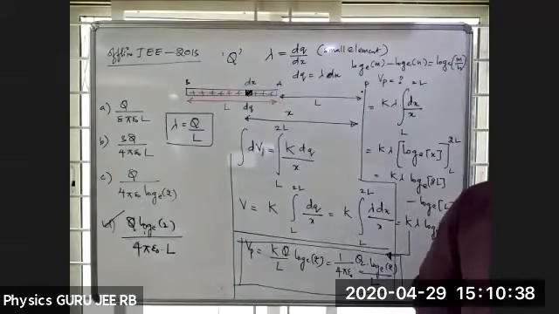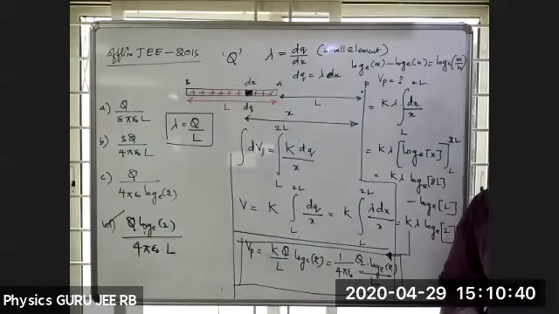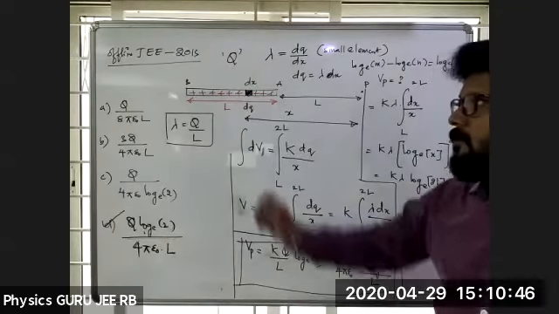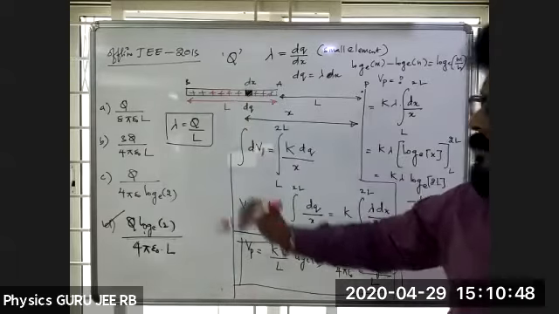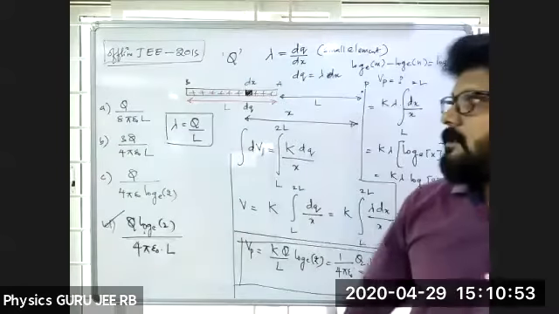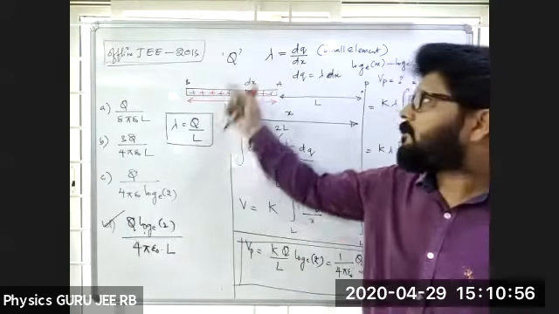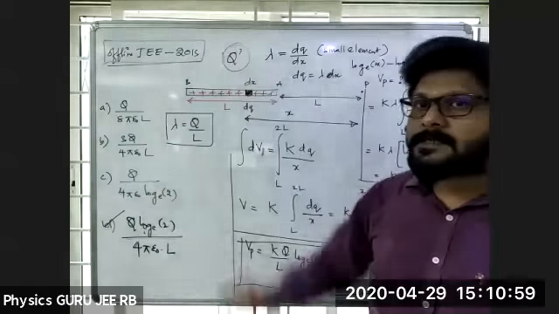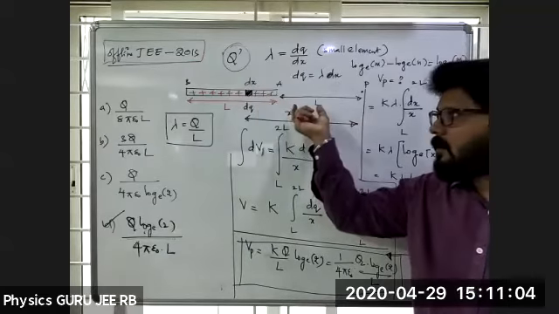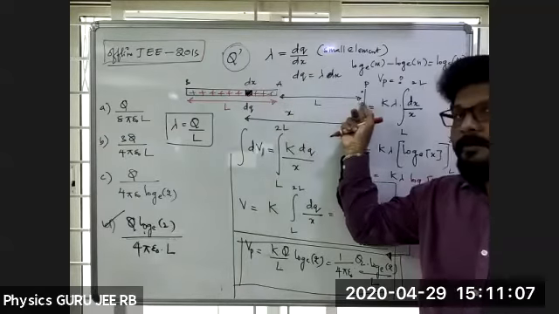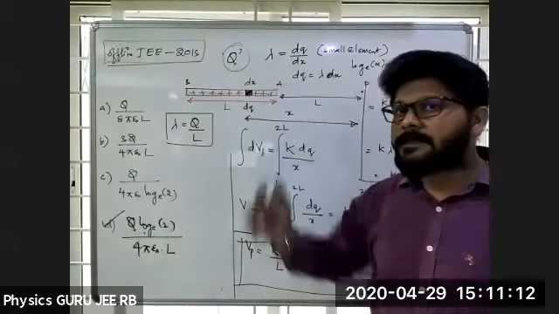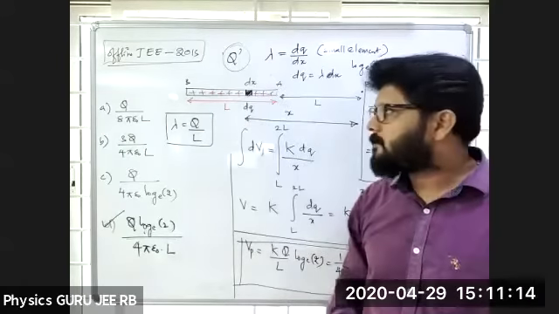Is it clear? All of you, let me explain briefly. What we want, which was given in JEE, is this: a rod with total charge capital Q. We want to calculate the potential at a distance of L from the rod, at this particular point. The length of the rod is given as L.